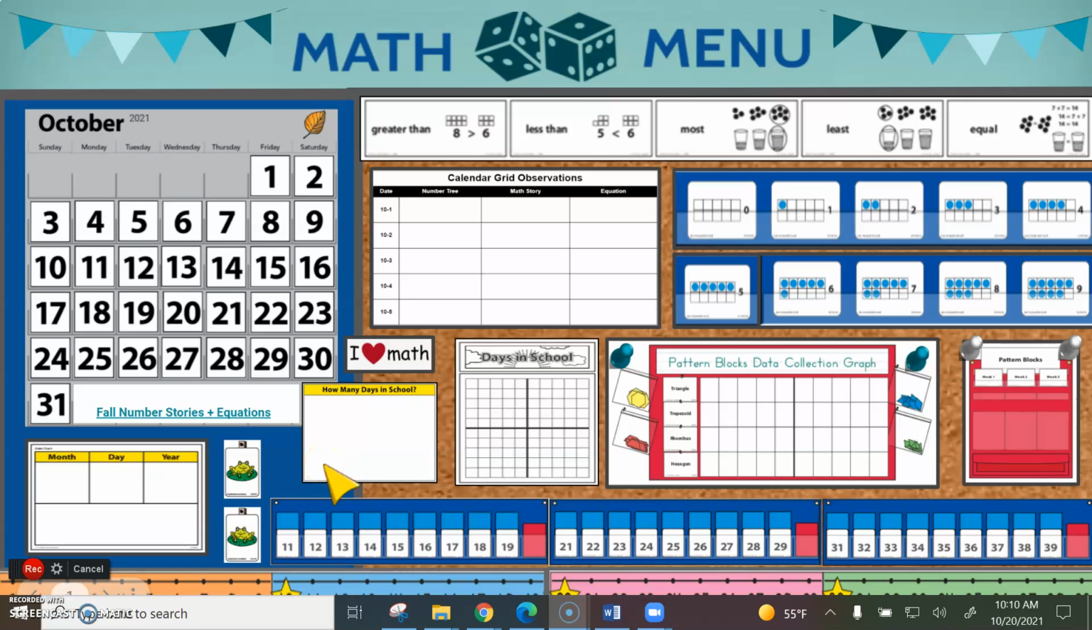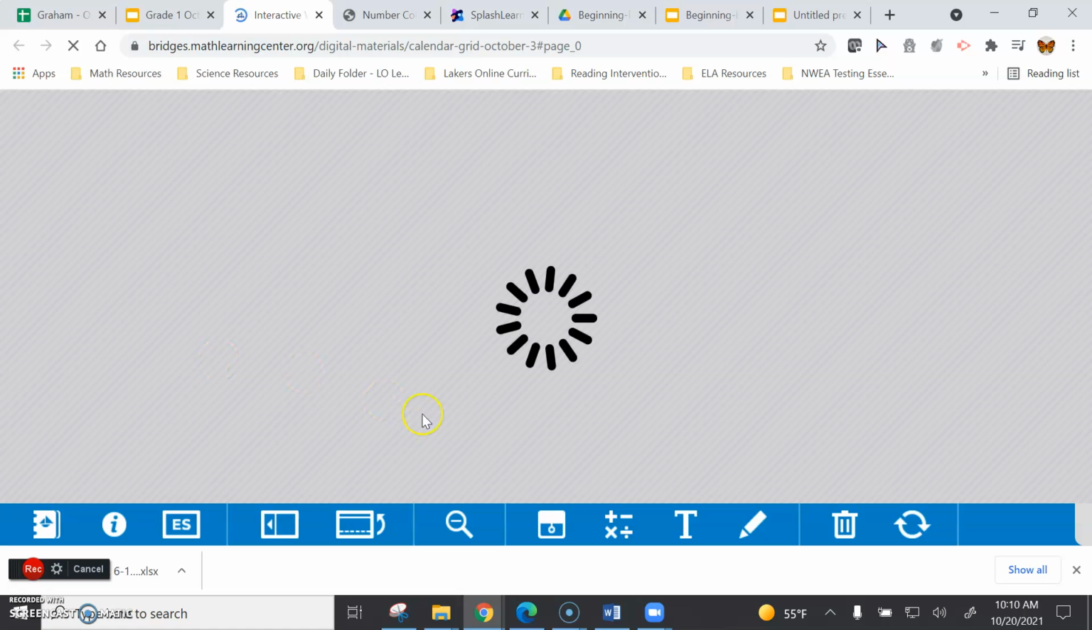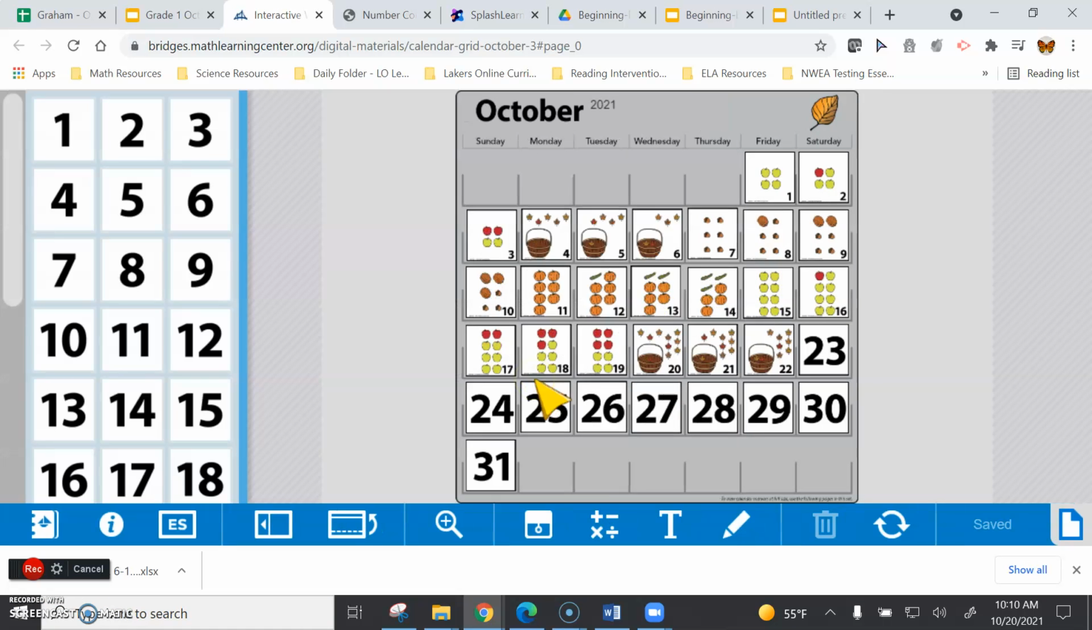It's time for us to look at our number corner information. Let's see what is on our calendar for the day. If we look at our calendar, wow, we had a lot going on. Let's see what happened over the weekend.